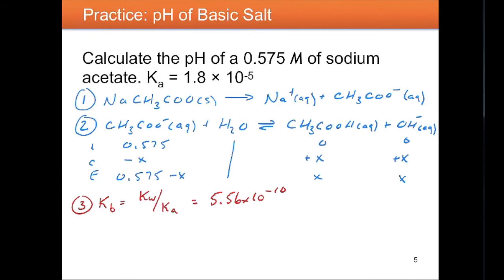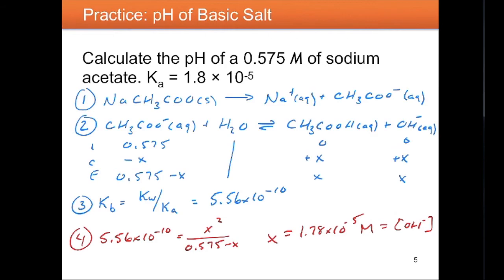The next step would be to find Kb. Since we have Ka, we know this is a weak base, so we have to find Kb. So using the equation from a couple slides ago, we can find Kb, and that equals 5.56 times 10 to the minus 10. So the next step is to fill out the equilibrium expression. So we have Kb equals the concentration of products over the concentrations of reactants, which ends up being x squared over 0.575 minus x. And since Kb is small, we can ignore that x.